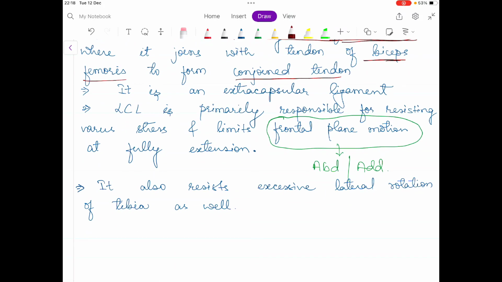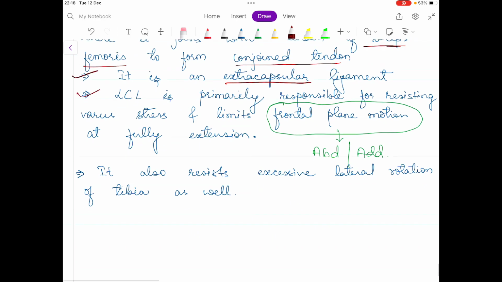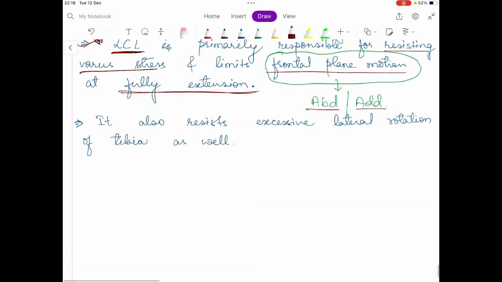Okay, now it is an extracapsular ligament. Second point. The third point is, the LCL or lateral collateral ligament is primarily responsible for resisting varus stress. Very important point, please keep that in mind. And it limits frontal plane motion. Frontal plane motion means abduction or adduction movement at full extension. The same reason, because in full extension the LCL will be taut. The next point is, it also resists excessive lateral rotation of the tibia.